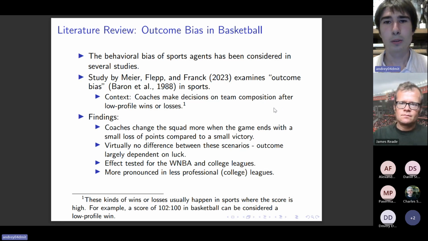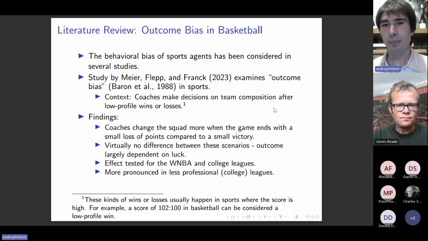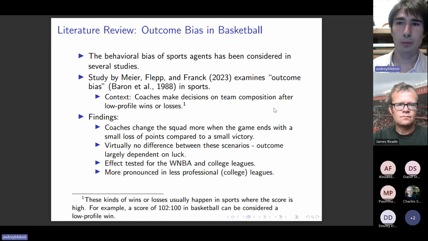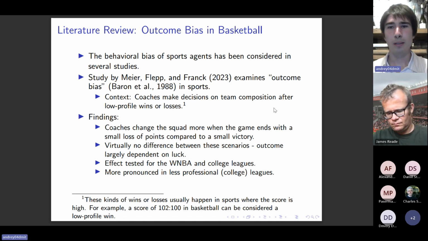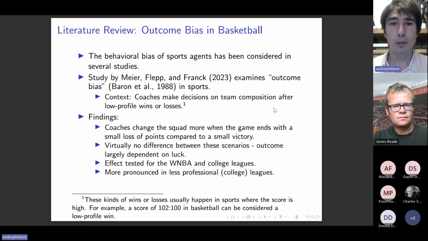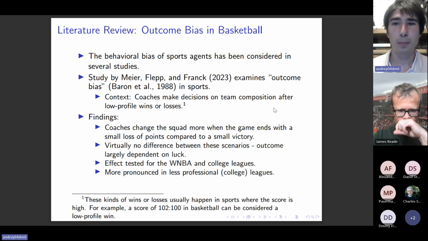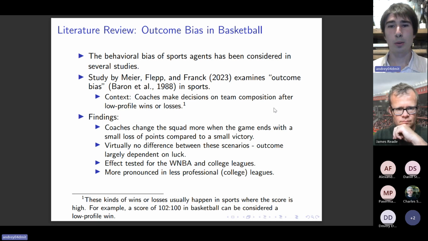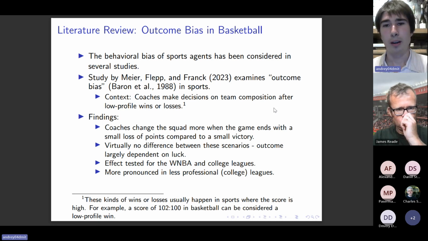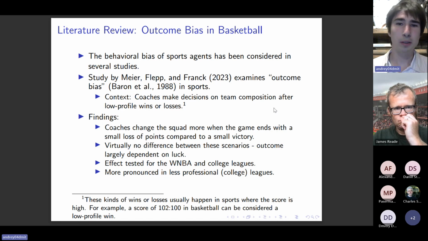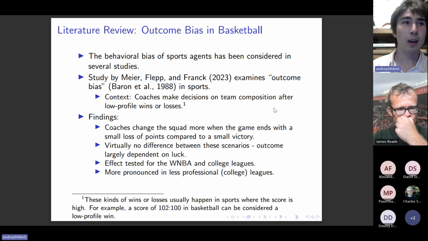The first paper addresses the outcome bias in basketball. The behavioral bias of sports agents has been considered in several studies. One of these studies, by Meyer, Flapp, and Frank, examines outcome bias in sports. What's the context of this research? Coaches make decisions on team composition after low-profile wins or losses.